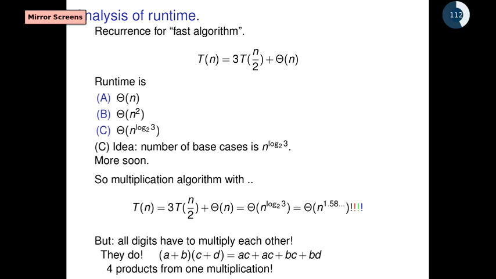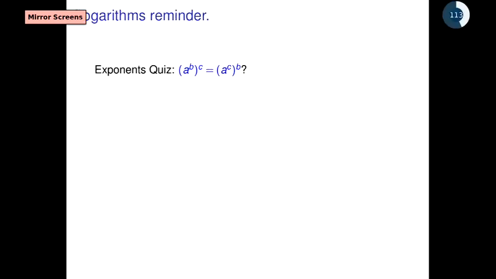In this sense, you are getting a lot of little things that are multiplying each other. You get 4 from one multiplication. So it's really amazing. Now I'm going to tell you how to deal with these trees and solve these recurrences as quickly as I do. So let's do a little bit of exercise on exponents.